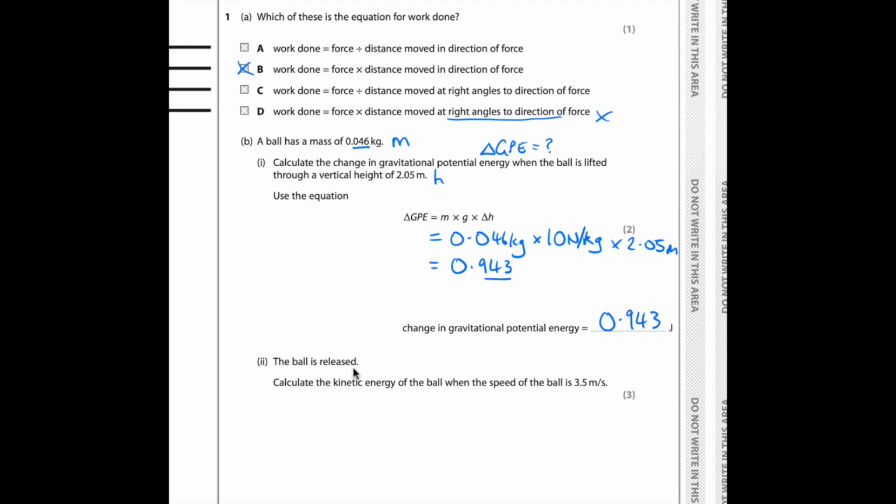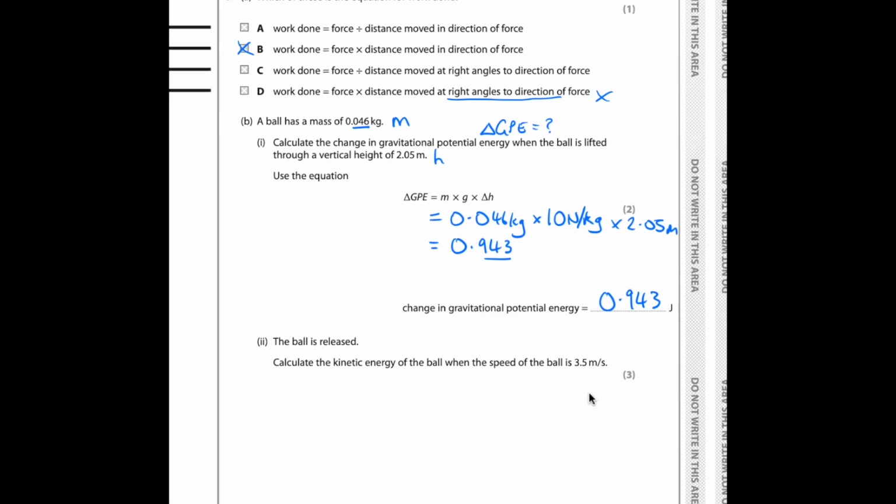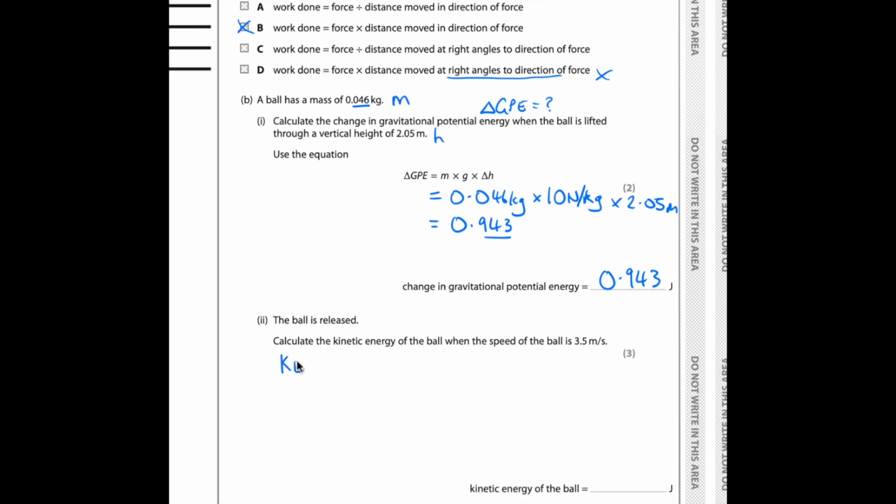Part 2. The ball is released. Calculate the kinetic energy of the ball when the speed of the ball is 3.5 metres per second. So kinetic energy equals a half times by the mass times by the velocity squared. So if we pop the numbers in, it's a half times by the mass was 0.046 kilograms, and the speed of the ball, the velocity, is 3.5. Remember to square that.